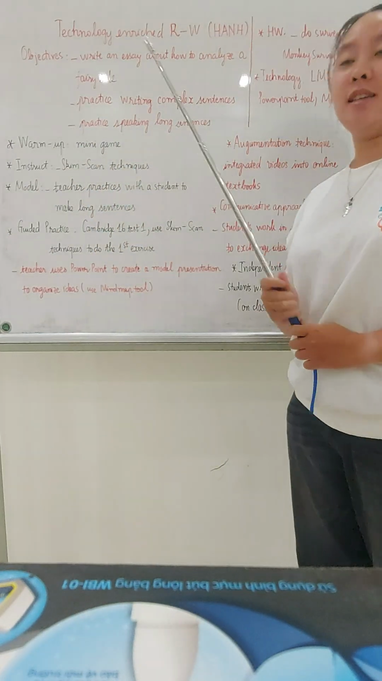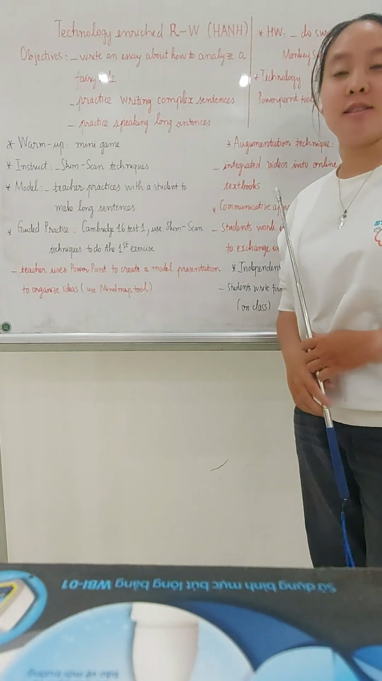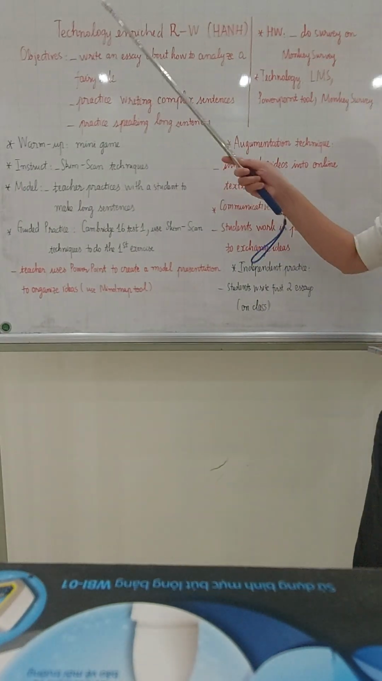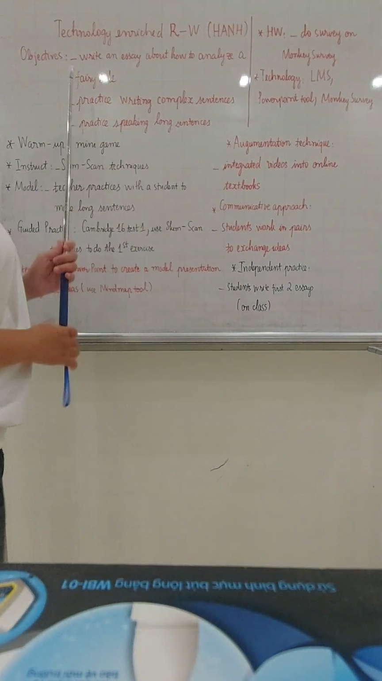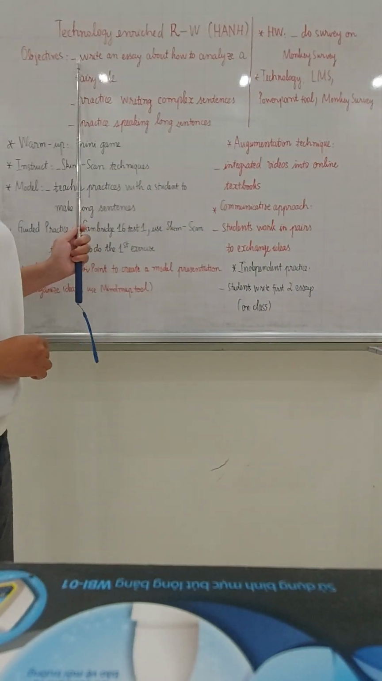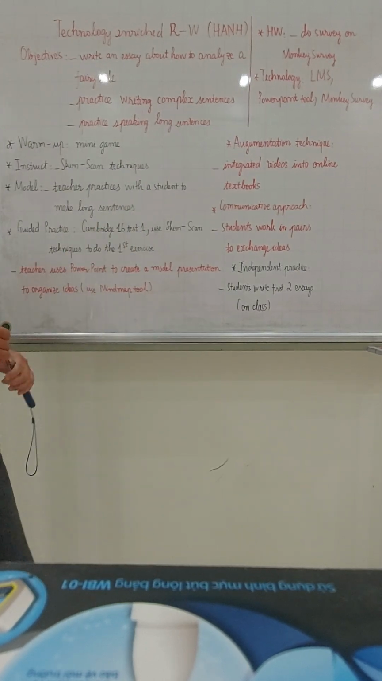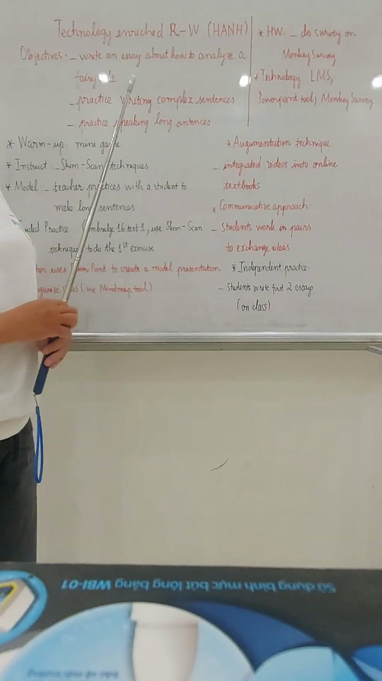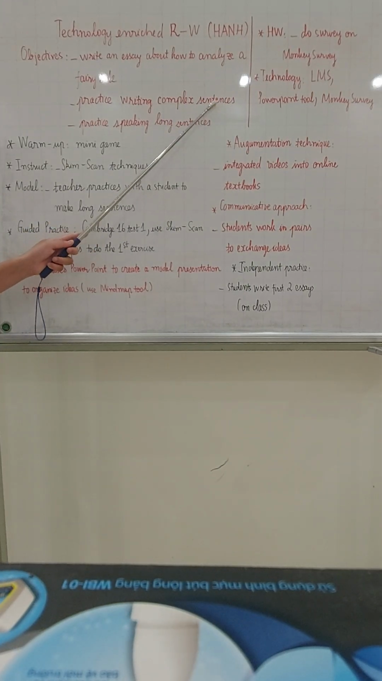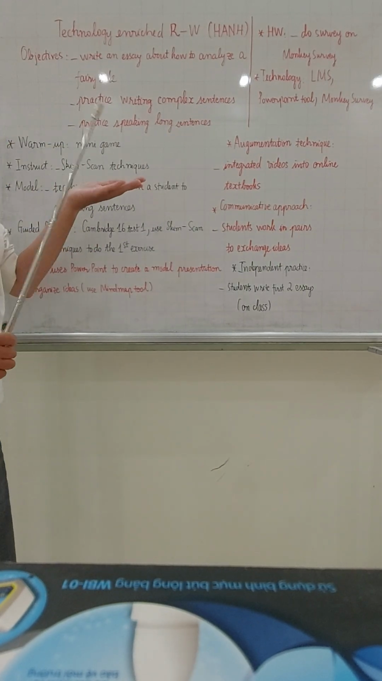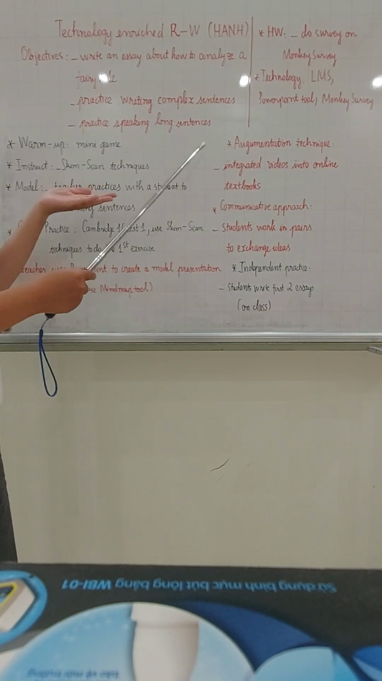Our topic today is technology enriched reading and writing skills. So now we start with objectives. First, we talk about writing an essay about how to analyze fairy tale. Second, we practice writing complex sentences, and the third part is practicing speaking long sentences.